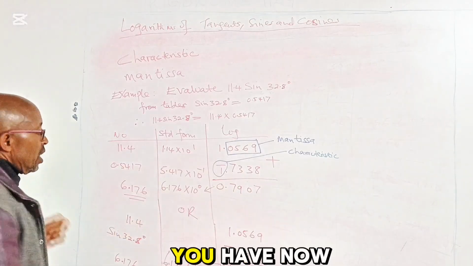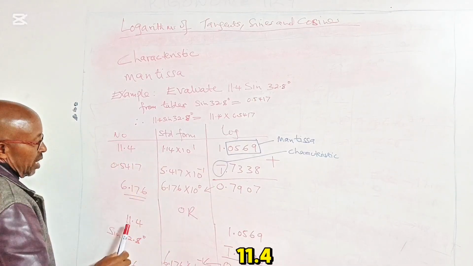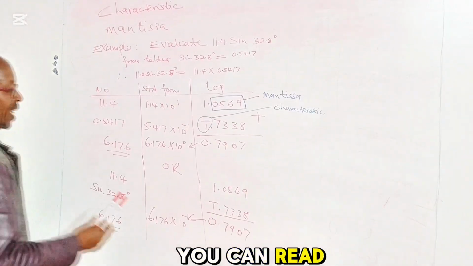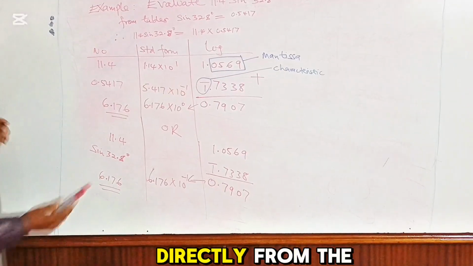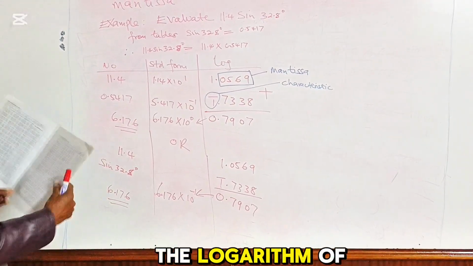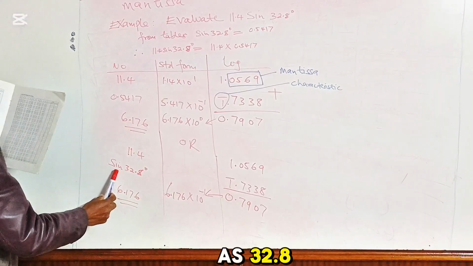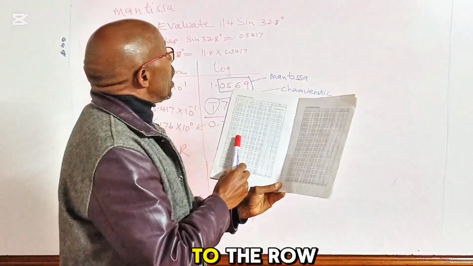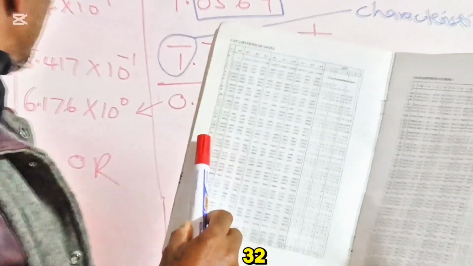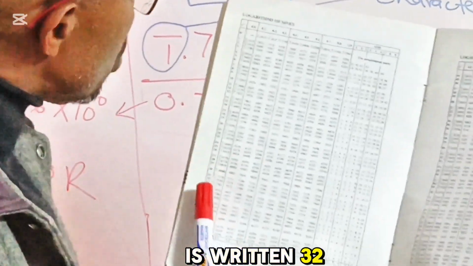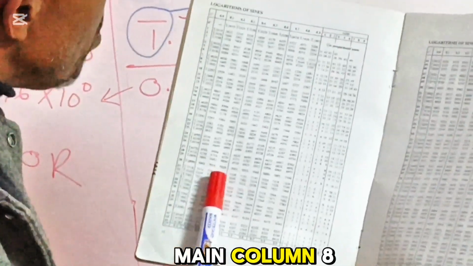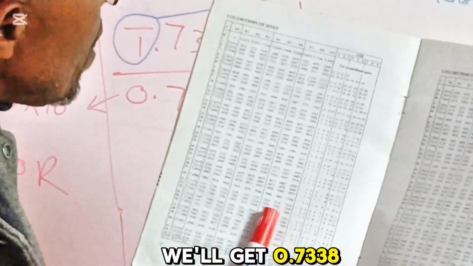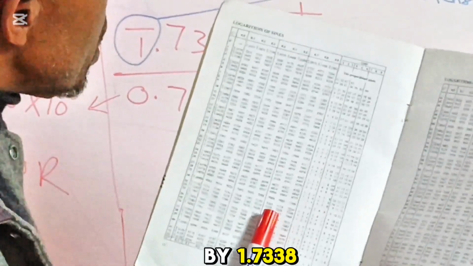Or alternatively, you have the number as 11.4 and the logarithm is 1.0569. You can read directly from the logarithm of sines. The logarithm of sines, so that we have the number as 32.8. Then we read directly from the logarithm of sines, and we go to the row that is written 32. When you have the row that is written 32, then point, we go to the main column, 8, and we get 1.7338.